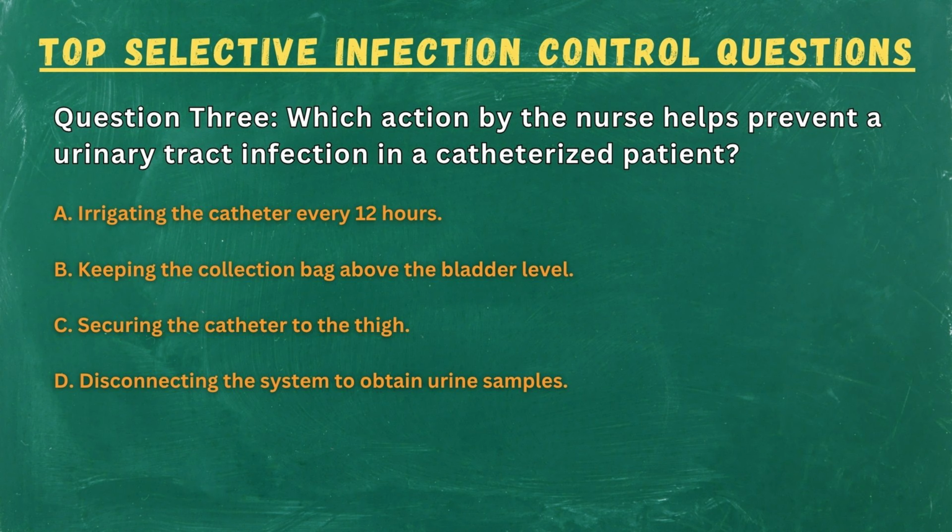Question 3. Which action by the nurse helps prevent a urinary tract infection in a catheterized patient? A. Irrigating the catheter every 12 hours. B. Keeping the collection bag above the bladder level. C. Securing the catheter to the thigh. D. Disconnecting the system to obtain urine samples. Answer: C. Securing the catheter to the thigh.